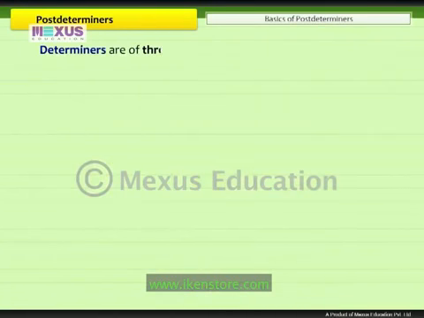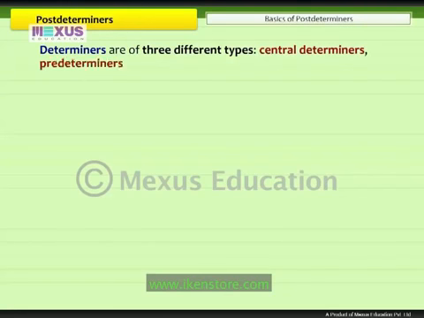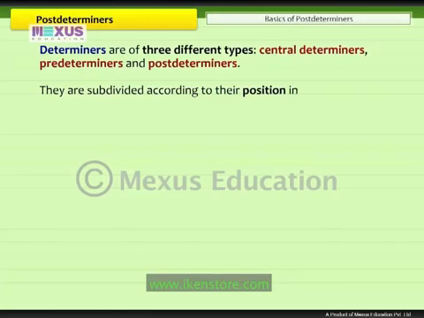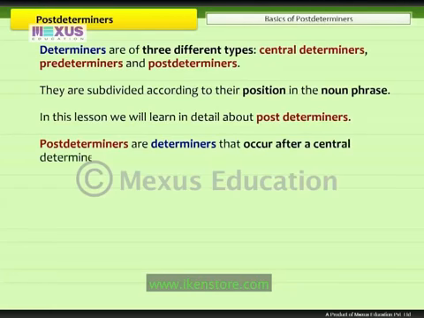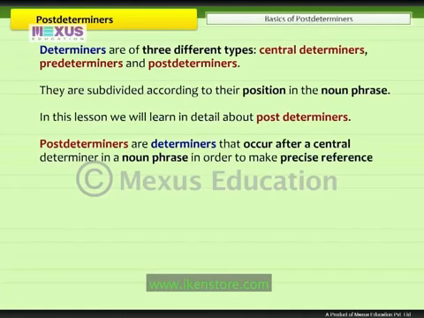Determiners are of three different types. They are central determiners, predeterminers, and postdeterminers. They are subdivided according to their position in the noun phrase. In this lesson, we will learn in detail about postdeterminers. Postdeterminers are determiners that occur after a central determiner in a noun phrase in order to make precise references.